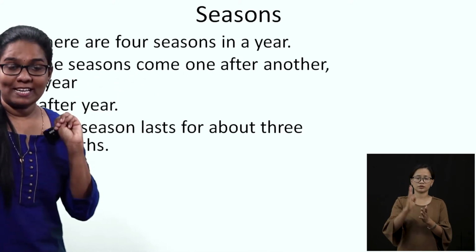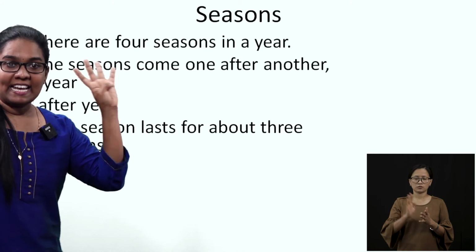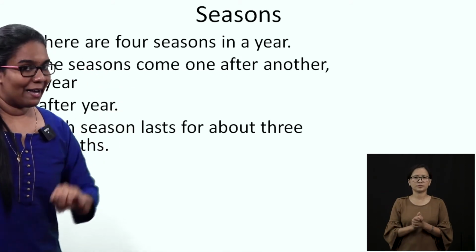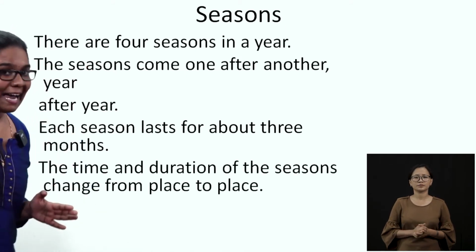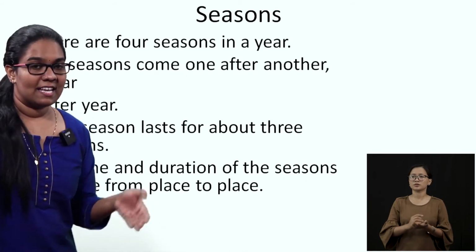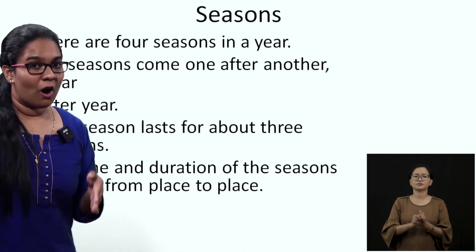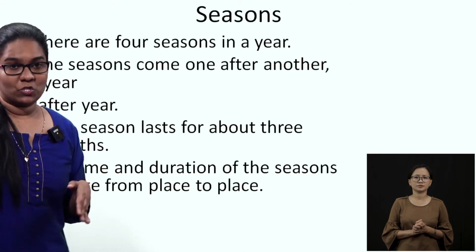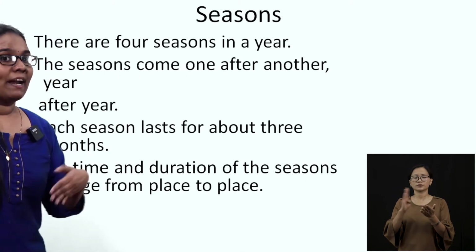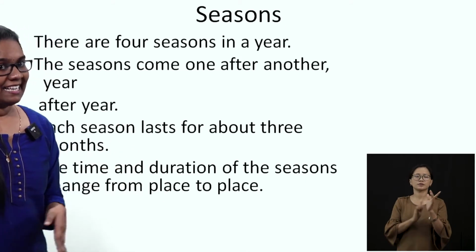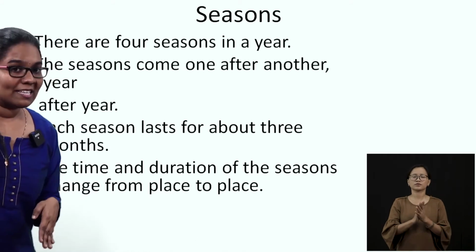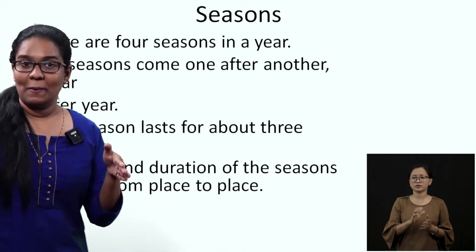Total number of seasons 4. Each season lasts for about how many months? 3 months. Then, the time and duration of the season change from place to place. There are 4 seasons in a year. The seasons come one after another or year after year. Each season lasts for about 3 months.